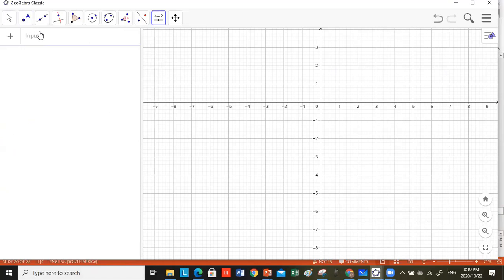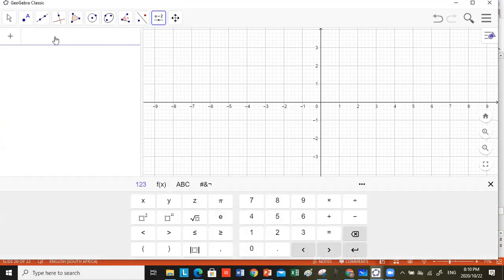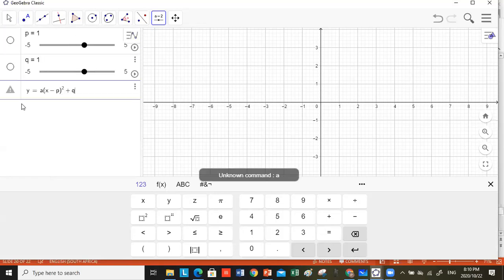Right. So let's just have y equal to a times (x minus p) squared plus q. Right. Plus q. Enter.